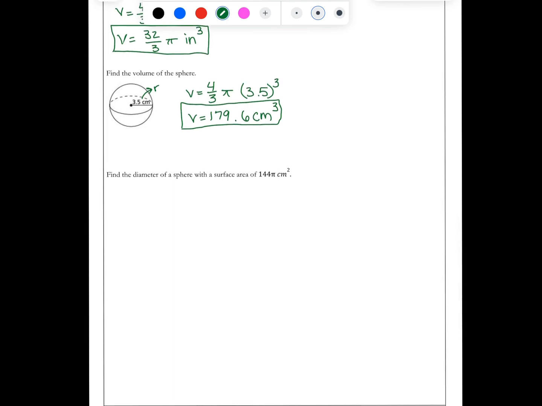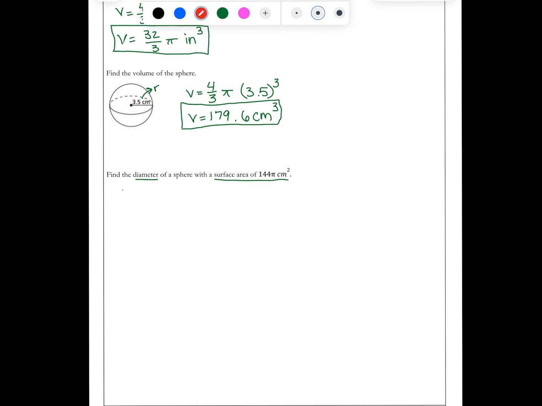Now, the last question here states that the surface area is 144 pi centimeters squared, and it wants us to find the diameter of our sphere. So we don't include the diameter in our surface area formula, but we do include the radius, and we know that the diameter is 2 times the radius. So if we use our surface area formula, we can eventually find the diameter from the radius.